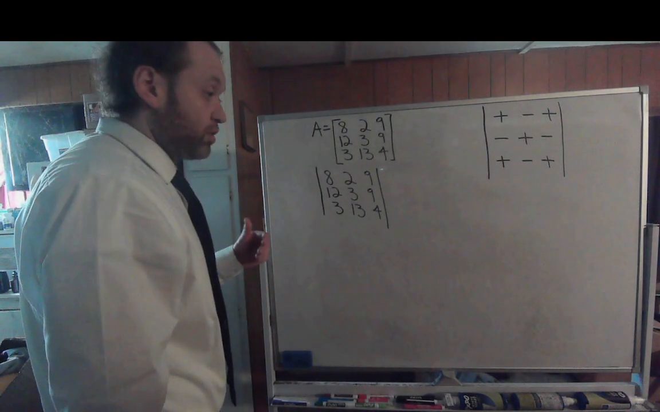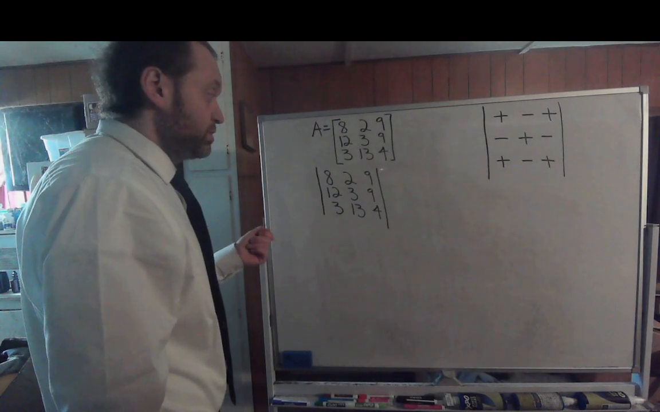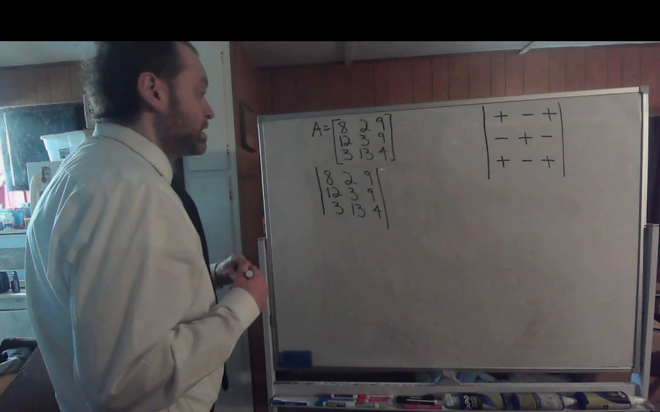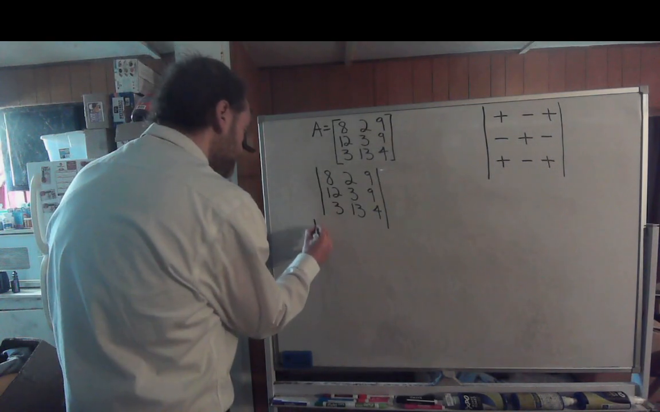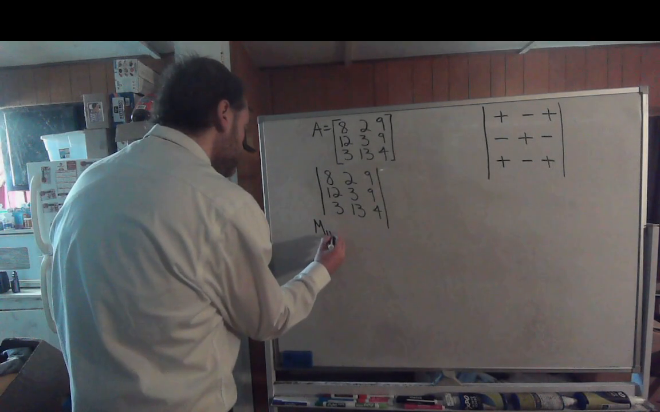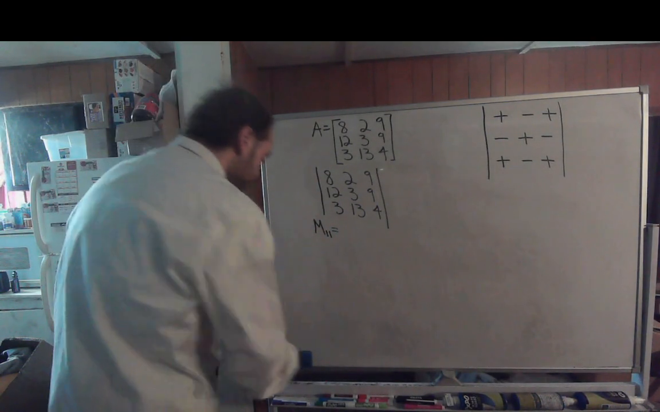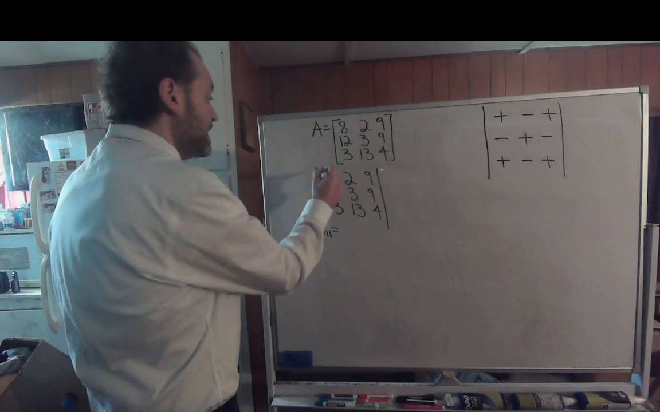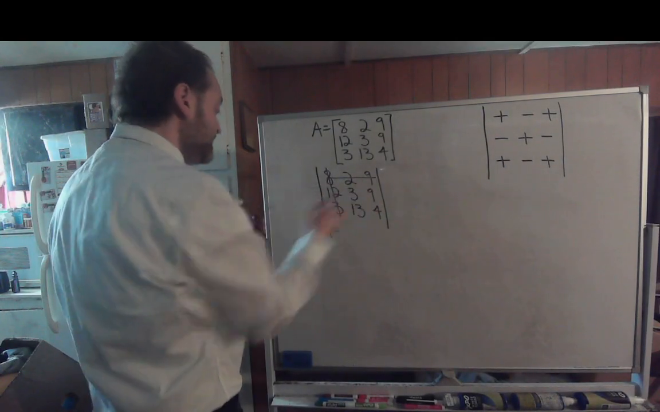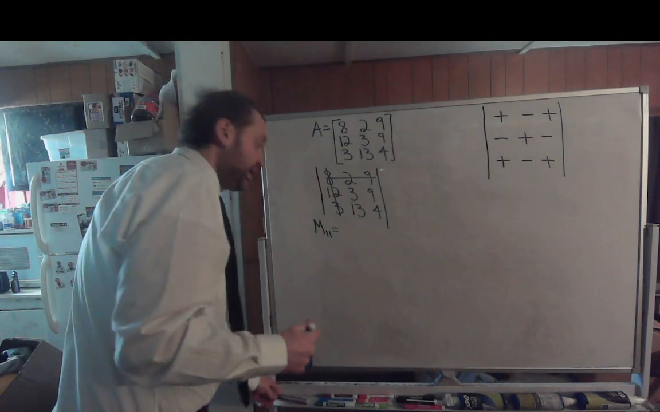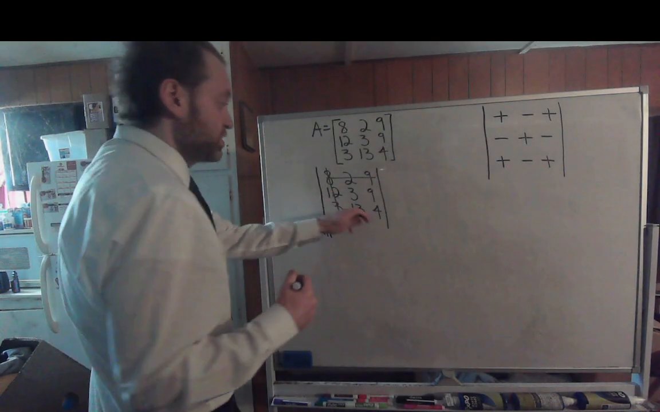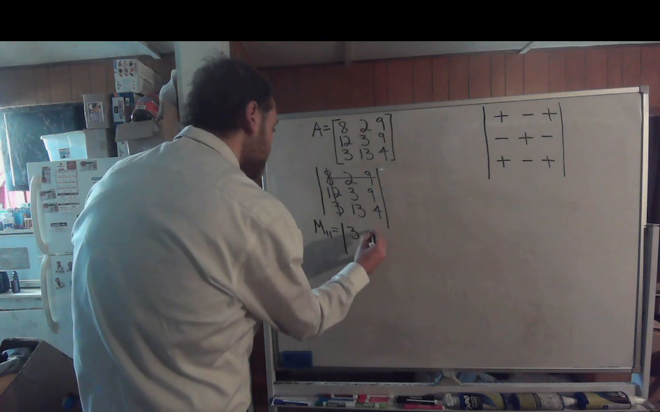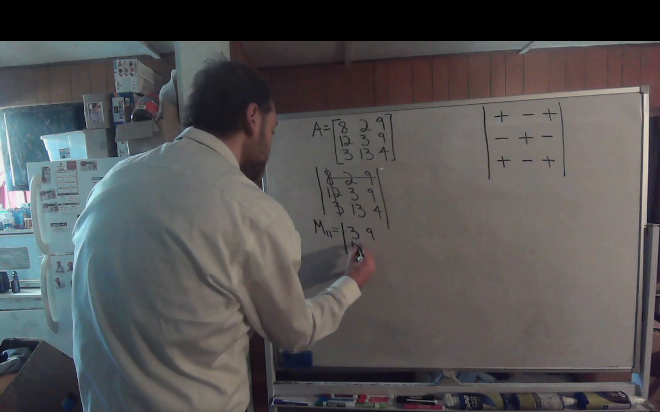Let's just pick a row or column or a diagonal and do it. I'm just going to pick row 1 like always. So let's find minor 1, 1. Take where that 8 is, strike out the column and the row that it's in. We're not going to multiply by any coefficients yet. It's just the determinant of whatever's left. So that'd be the determinant of 3, 9, 13, and 4.